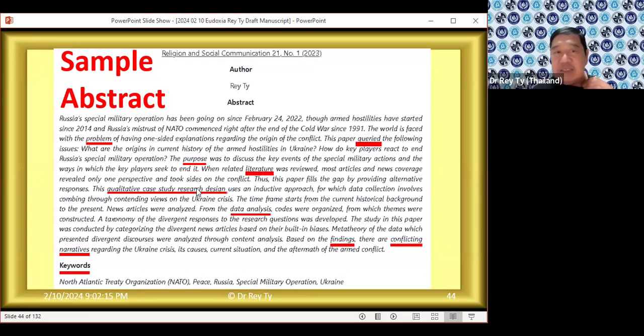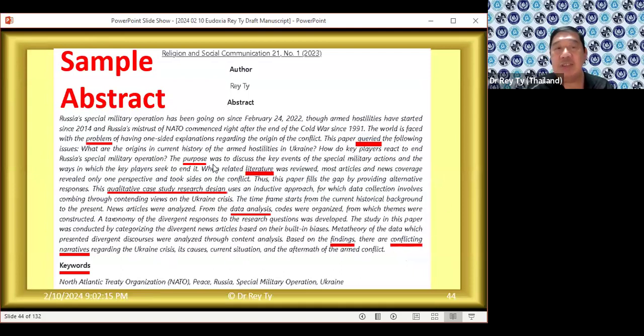And then qualitative case study research design, that's my methodology, using an inductive approach for which data collection, comb through, etc. So data analysis, I underscored the word too. Then findings, I underscored so you can see. And then conflicting narratives is my conclusion. I found out that there are conflicting narratives. And keywords, 5 of them in alphabetical order: NATO, peace, Russia, special military operation, and Ukraine. So all of what are required in a good abstract exist.